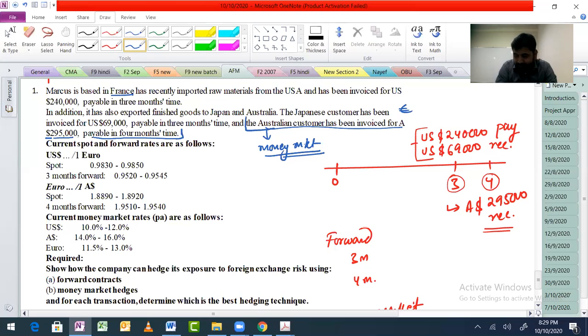Now we have Australian dollars, and the rate which is given to us is pounds to dollars. So we will multiply to get euros. Now I have Australian dollars and I want to sell that to get the euros, and we can sell it in the market because it's an Australian dollar market. So we use the selling rate, which was 1.9510 for the 4 months forward rate, which I multiplied to get which one?